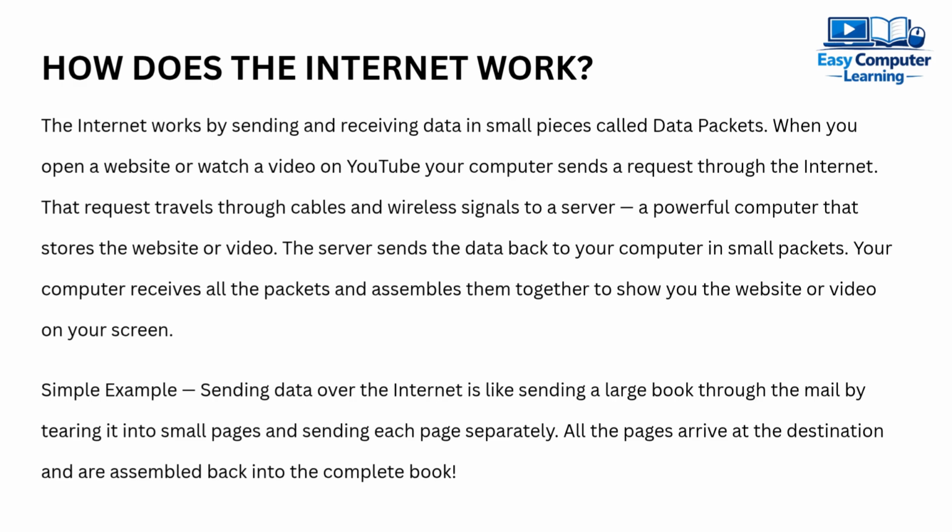How does the internet work? The internet works by sending and receiving data in small pieces called data packets. When you open a website or watch a video on YouTube, your computer sends a request through the internet. That request travels through cables and wireless signals to a server, a powerful computer that stores the website or video. The server sends the data back to your computer in small packets. Your computer receives all the packets and assembles them together to show you the website or video on your screen.